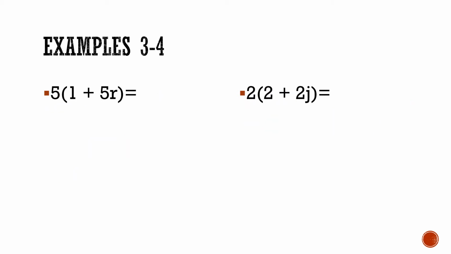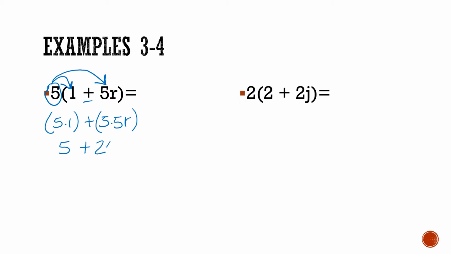Pause your video and try examples 3 and 4. So we're going to distribute our 5 by each term inside the parentheses. So 5 times 1, bring down this plus sign, and then 5 times 5r. So 5 times 1 is 5, and 5 times 5r is 25r. So we get 5 plus 25r, or because of the commutative property of addition, we can write that as 25r plus 5. Either one of those would be the correct answer.